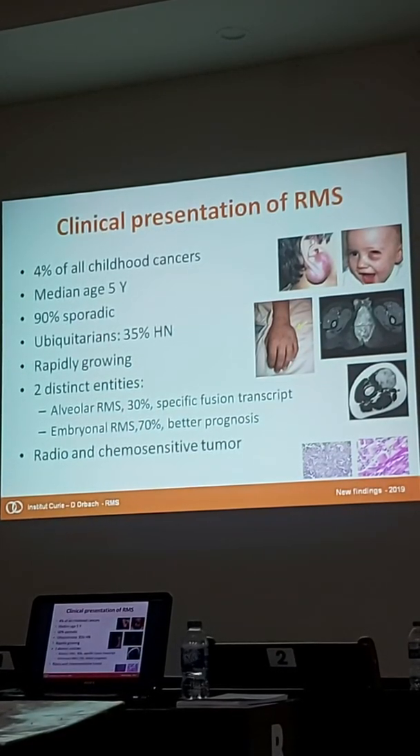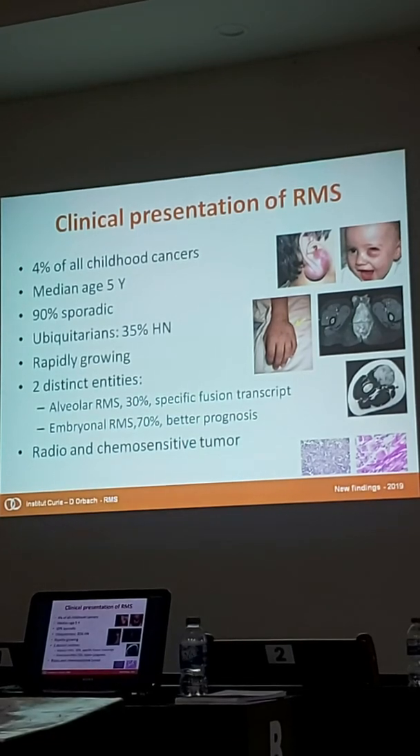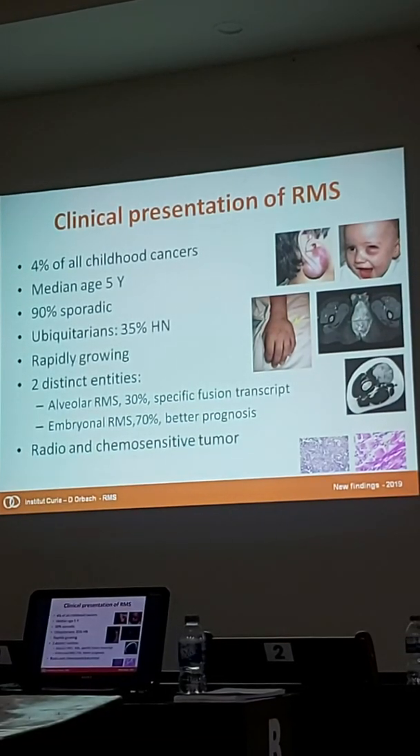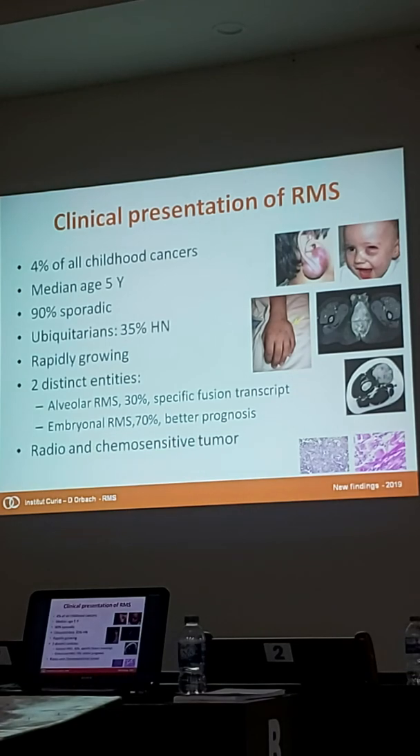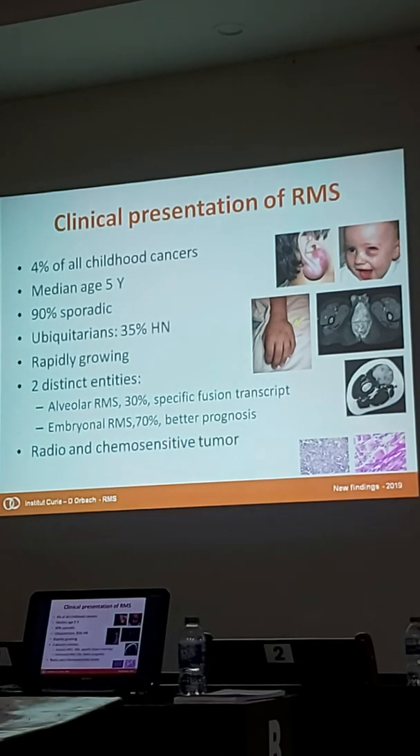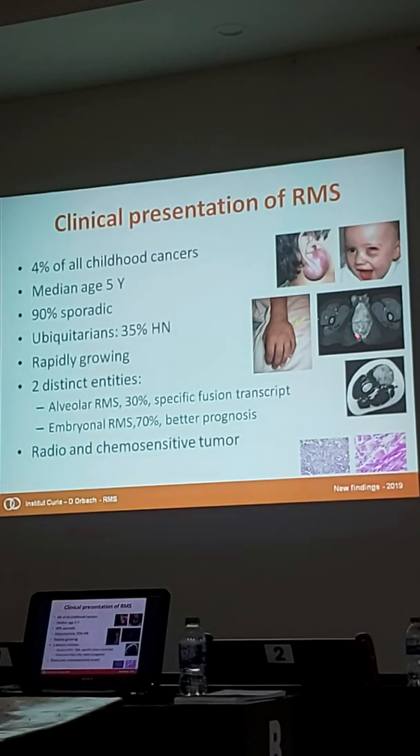It could be everywhere in the body. It could be on the head and neck, on the cervical, on the thorax, abdomen, pelvis, limbs, and so on. So it could be everywhere, but we know that head and neck is the main primary, and 1/3 of the tumors concern head and neck sites. And here you can see an ear site, an orbital one, a hand, a pelvic.